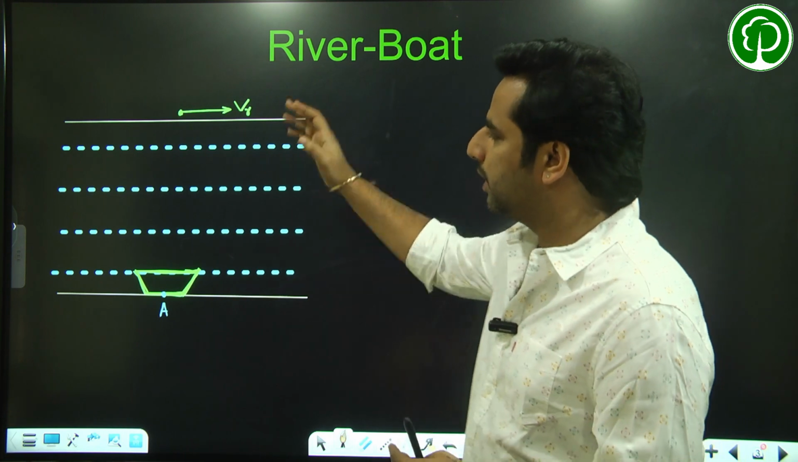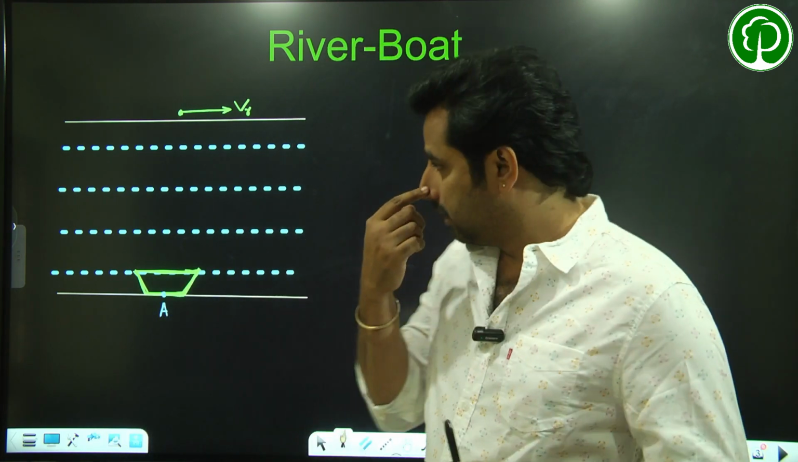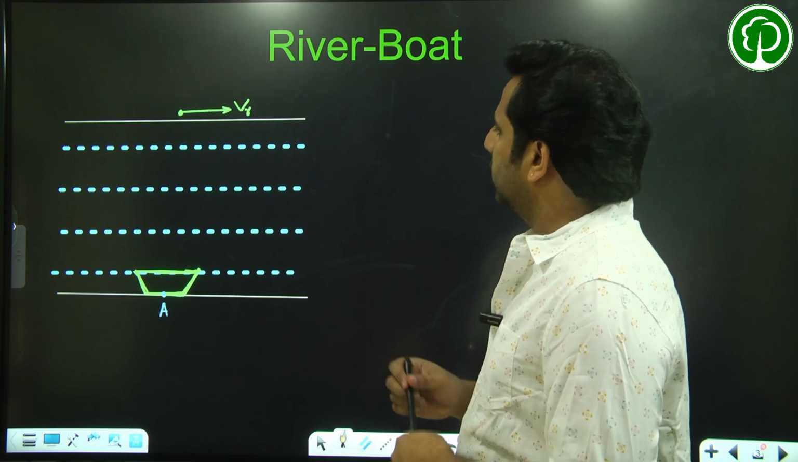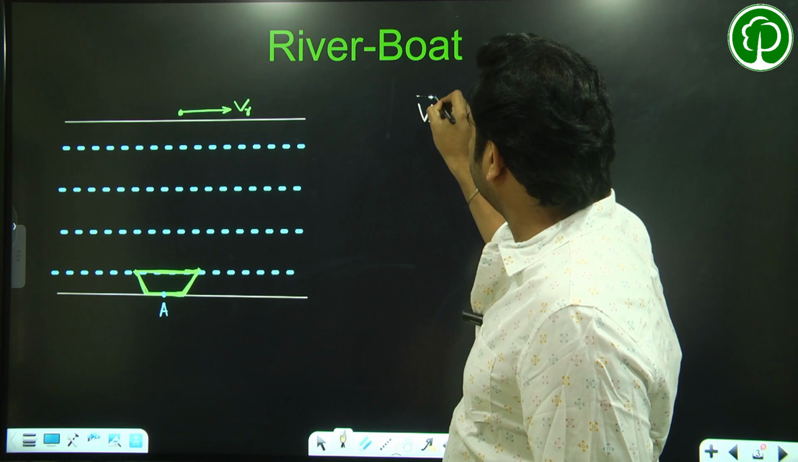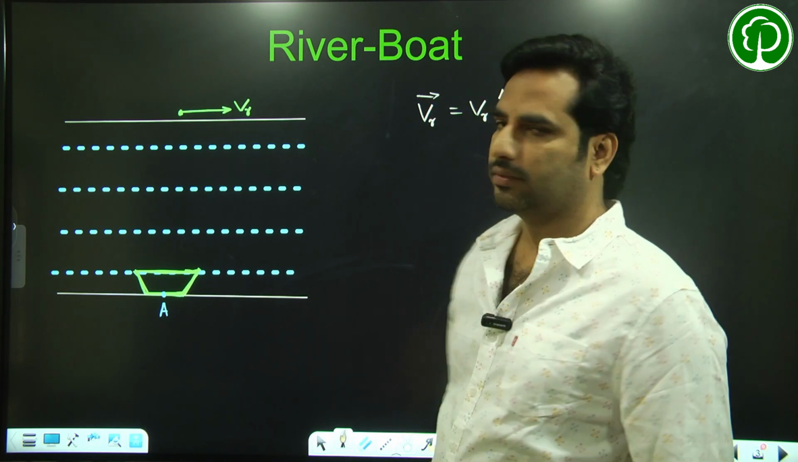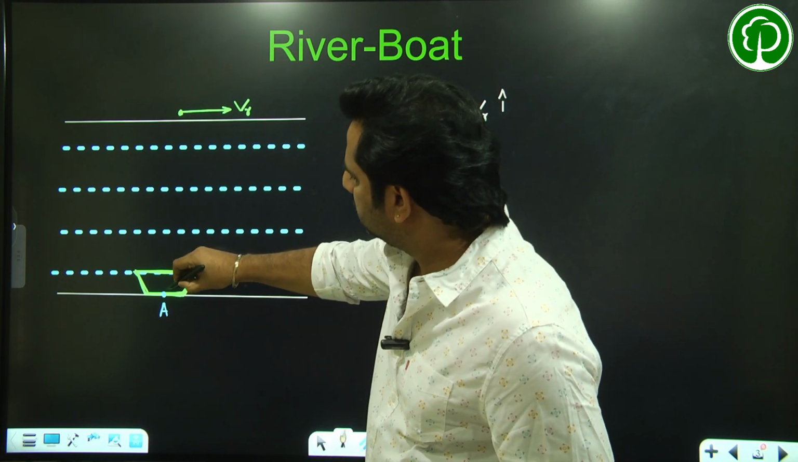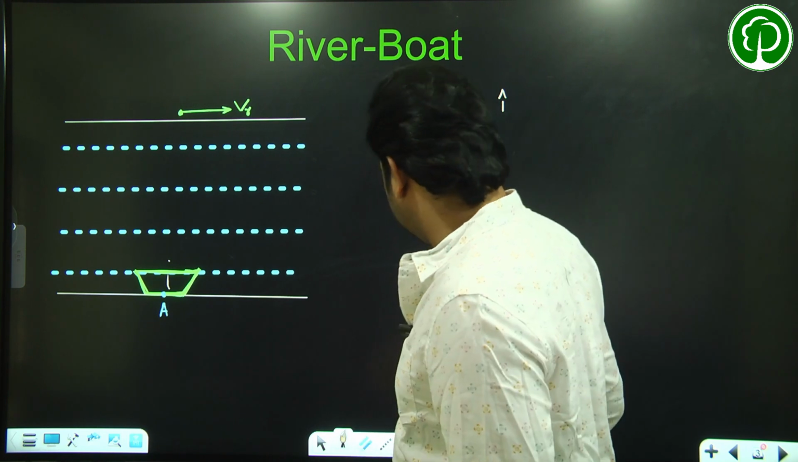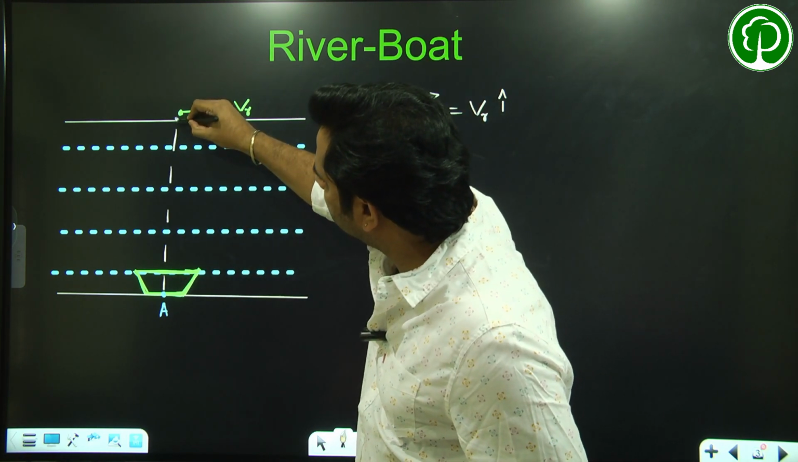a boat crossing the river from one bank to the opposite bank. Now, let me say the velocity of the river is VR, so I'll write VR bar. Velocity of the river is VR i cap. Now the boat wants to cross the river. Say the initial point of the boat is point A, the right opposite point is B.